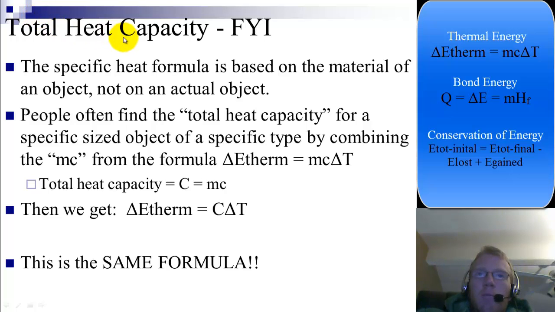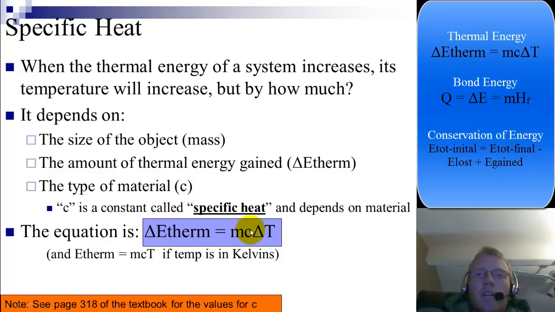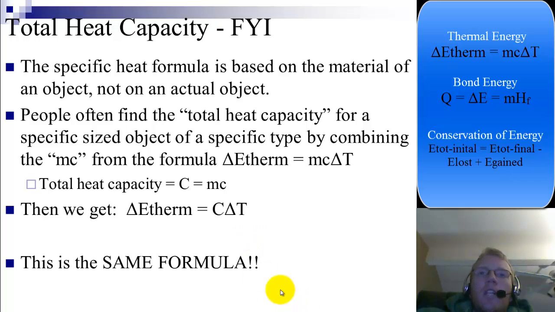This formula we just had, let me go back one slide. This formula right here, mc delta T, this specific heat depends on the type of material you'll have, but you have to multiply it by how much you have. So if you multiply how much you have times the type of material, that gives you an actual object, okay? And so a lot of times if you have a physical object, you want to just calculate what's called the total heat capacity of that particular specific object. So if you multiply the mass times the specific heat for whatever material it is, it'll give you the total heat capacity of that object.